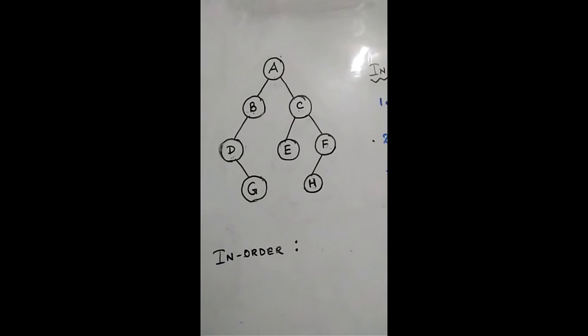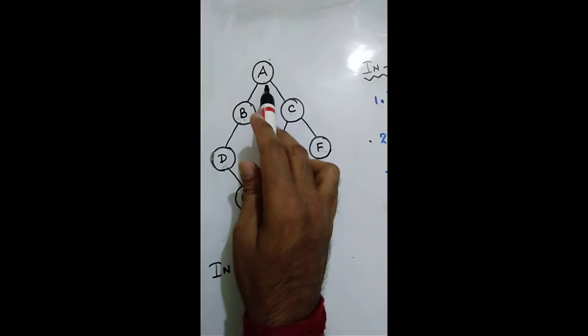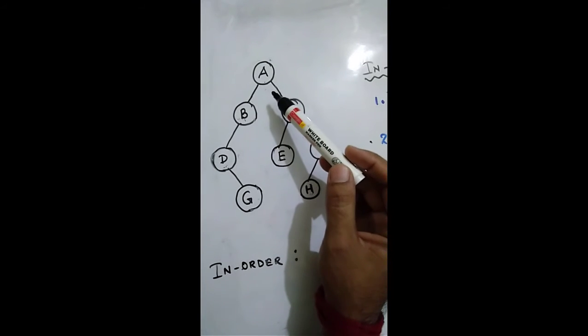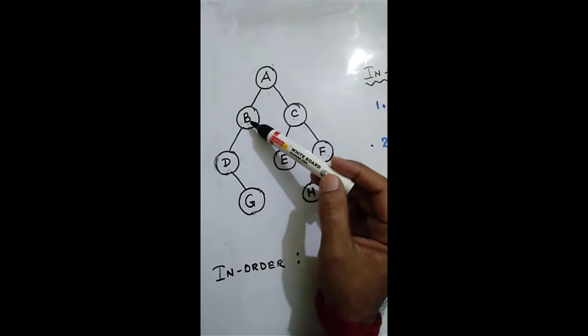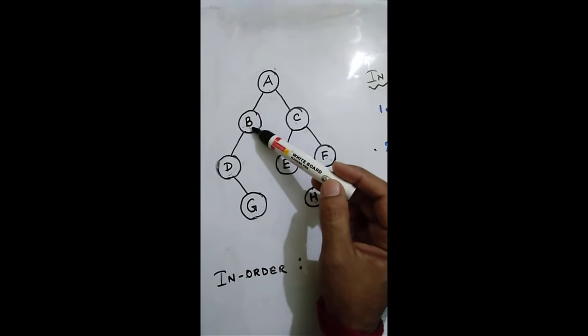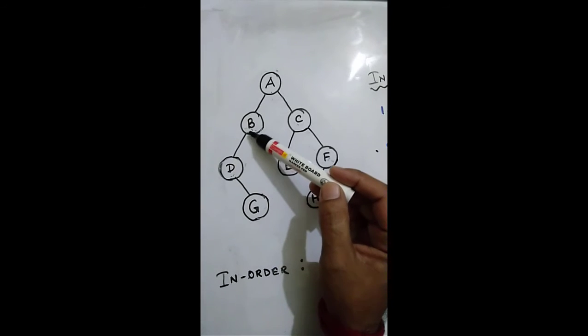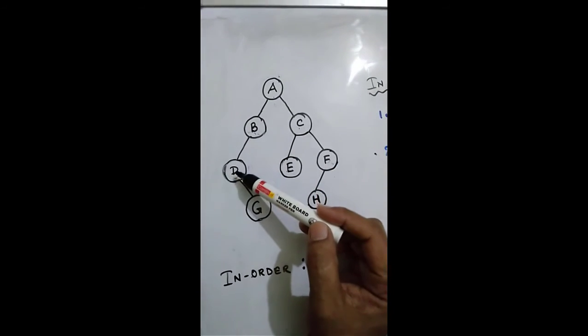So first we will traverse the left subtree. Starting from the root A, we will traverse the left subtree, so we will move further left and reach B. Since B has a child, we will move further into the left subtree.